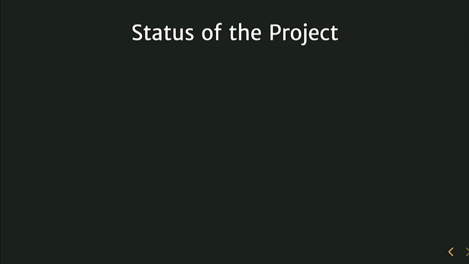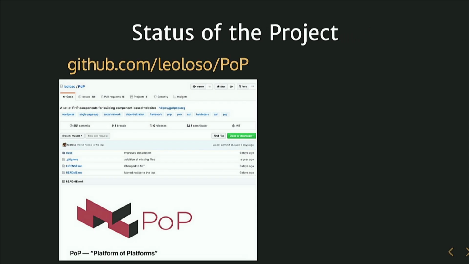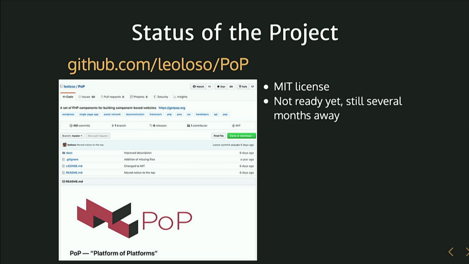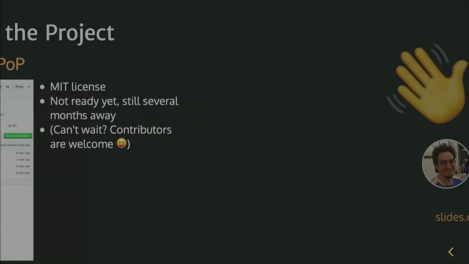So, finishing. This is open source, of course, MIT license. The URL is github.com/leoloso/pop. Okay, so check it out. It's not ready yet. I'm a few months away from finishing. So if you cannot wait, come talk to me. There's not much documentation. There's some documentation, so you have to talk to me. Okay, but check it out.